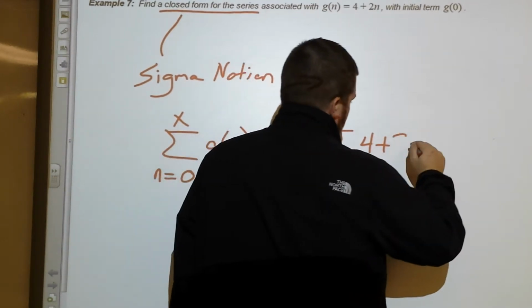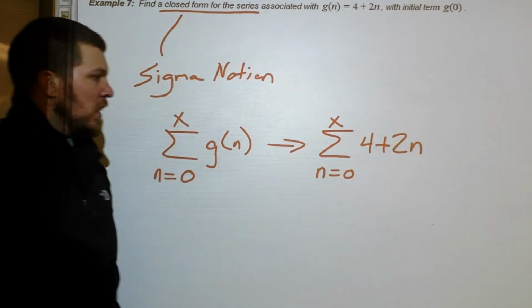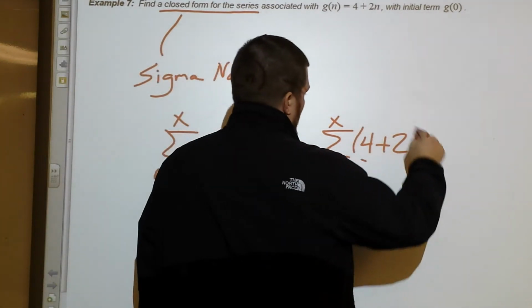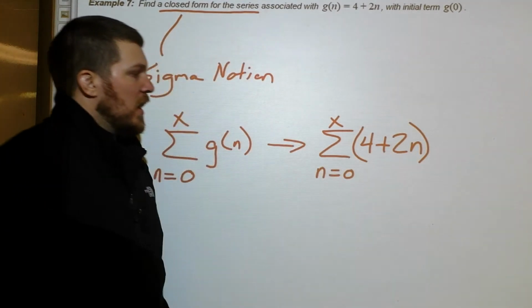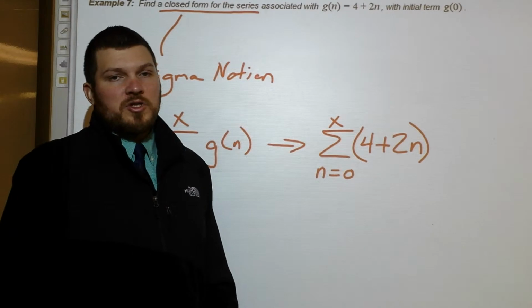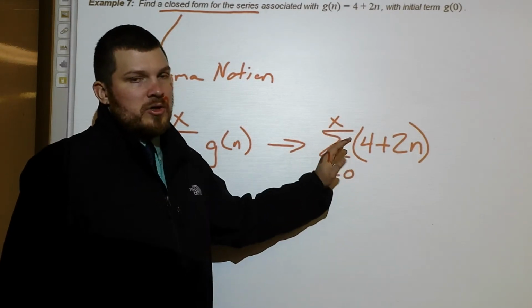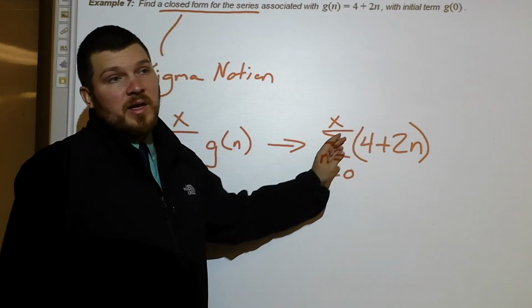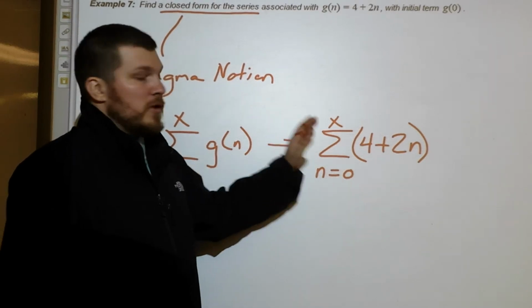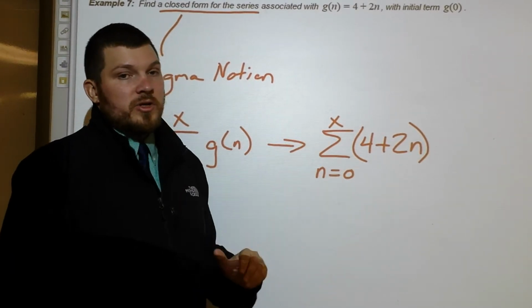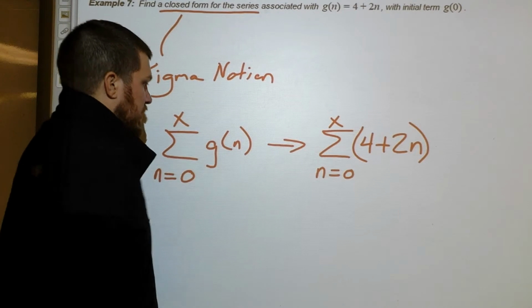4 plus 2n. That's our sequence. We want to find this indefinite sum. Now it's very similar to the problem that we just did. We're going to create a closed form definition for this indefinite sum, because if we wanted to graph this the way it's written, you couldn't do it. So we need to create a closed form definition.